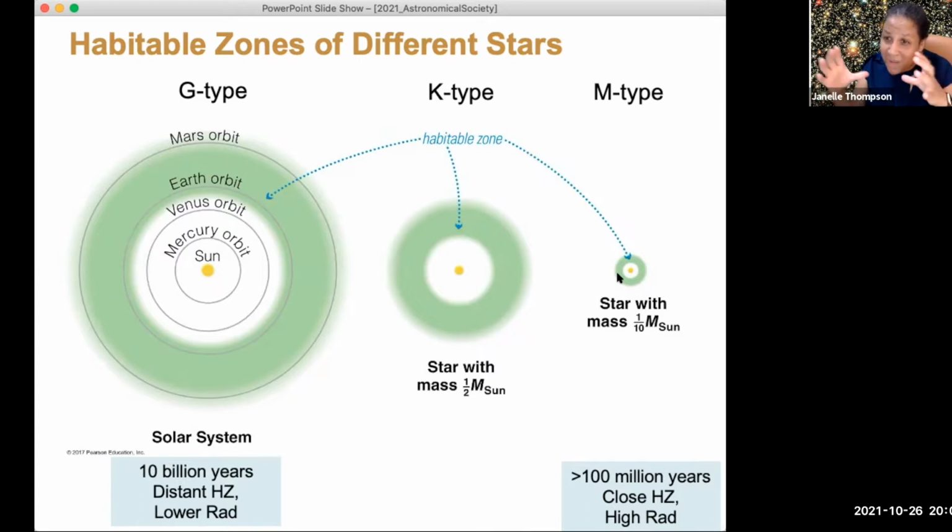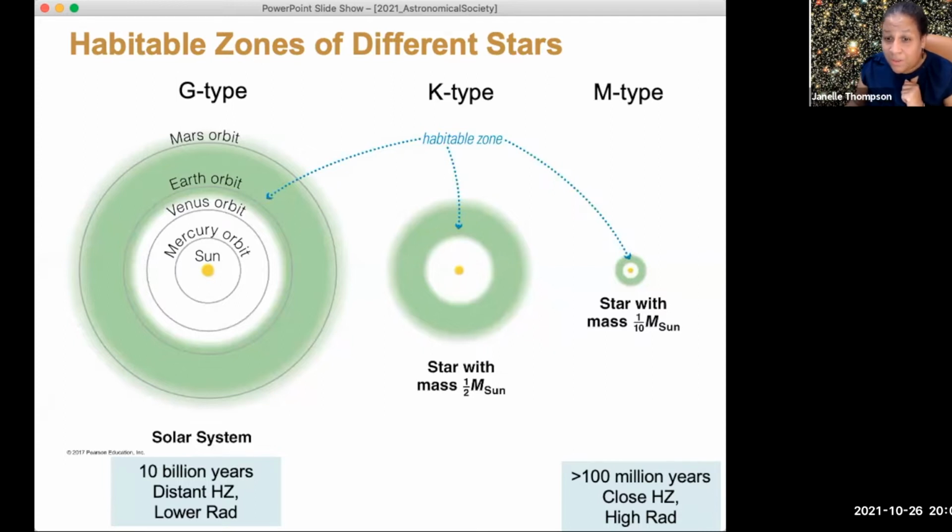Because there's just not as much heat being given off by the stellar object. And they're much closer to the star because they're basically just going where the temperature is. The habitable zone is defined by the temperature, and with cooler stars, you need to be much closer to them to have that same level of heating.